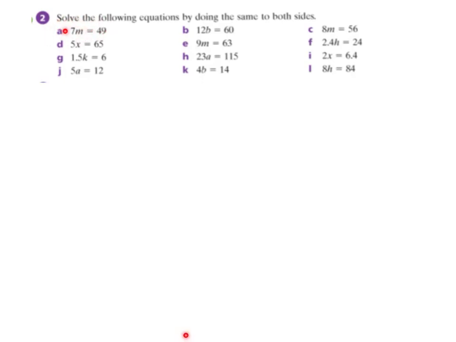But see the 7m, if I write 7m, that really means 7 times m. So when the letters are beside each other, the number is in front of the letter, that just means it's 7 times m. So it had equals 49, so I'm just going to put equals 49. So when I see 7m, I know in my head that's 7 times m.